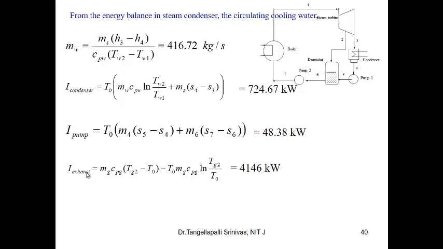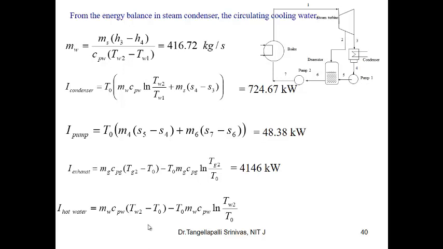The irreversibility associated with the exhaust is equal to the exergy value of the hot gas. The exergy value of the hot gas is equal to Q minus T naught into delta S. Here Q is the amount of heat lost to the surroundings, and delta S is determined from Tg2 up to the surrounding temperature, because the reference temperature or dead state for exergy is T naught as well as P naught. The exergy associated with the exhaust gas is 4146 kilowatts.